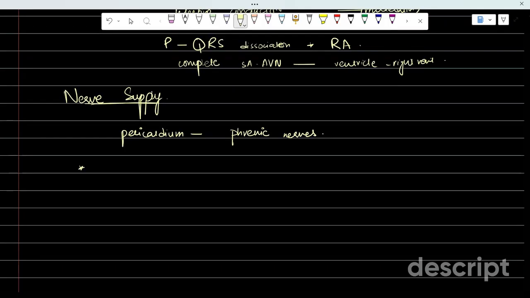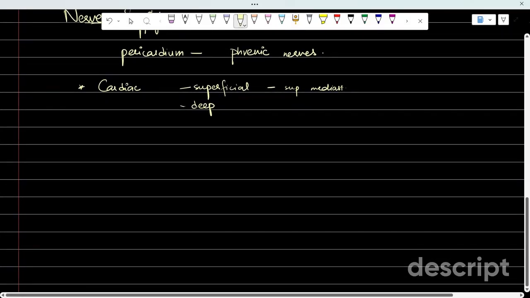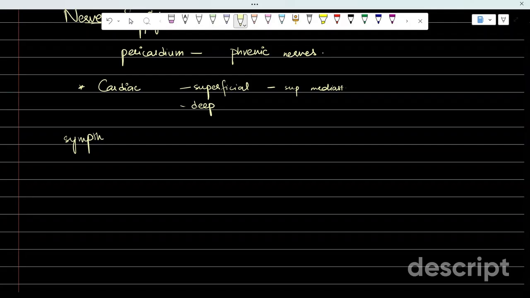Now the heart has the cardiac plexus. It has a superficial cardiac plexus and a deep cardiac plexus. The superficial cardiac plexus is present in the superior mediastinum, and I'll talk about this. First of all, just see that the sympathetic supply of the heart, again an important MCQ, comes from T1 to T5. The parasympathetic, we all know, comes from the vagus nerve.